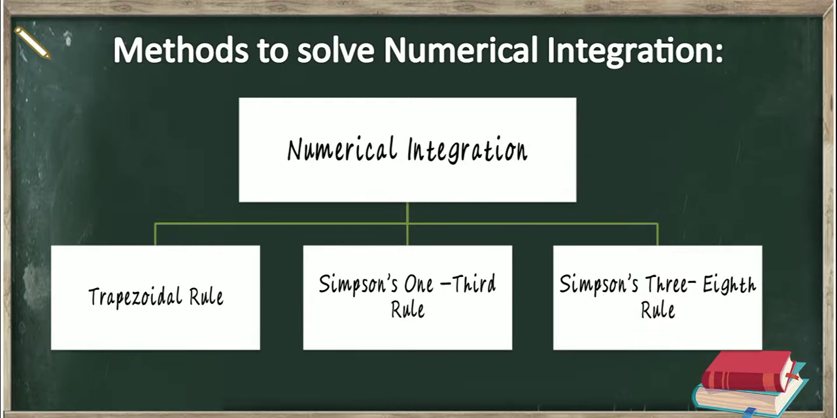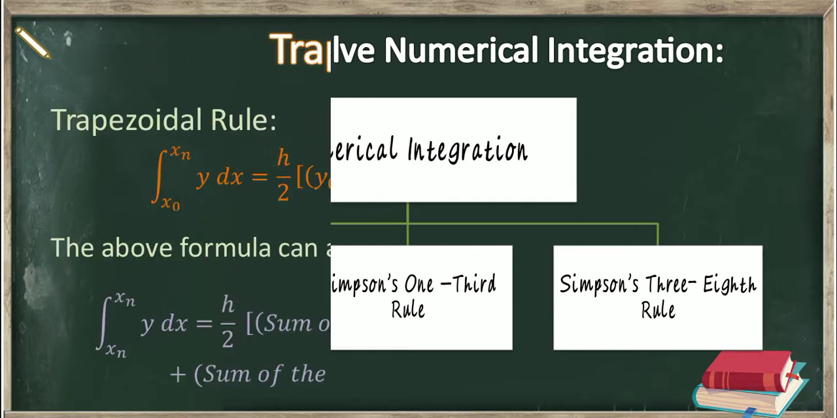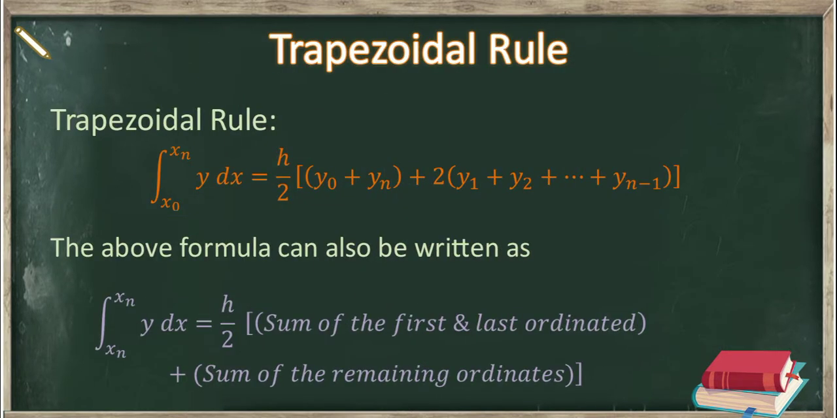Next, we see the methods to solve numerical integration. There are three methods: trapezoidal rule, Simpson's 1/3 rule, and Simpson's 3/8 rule. First, we see what is the trapezoidal rule.